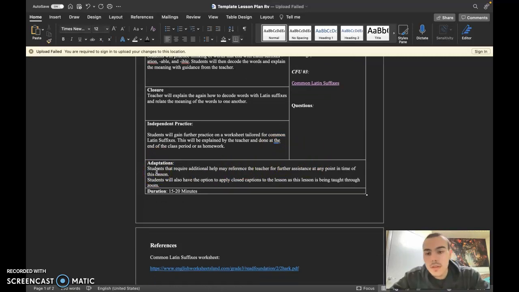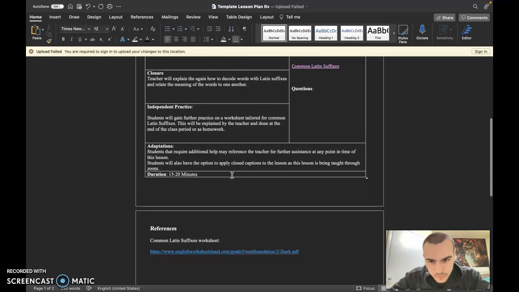Adaptations, we have two. Students that require additional help may reference the teacher for further assistance at any point in time within the lesson. So at any point in time, students are always encouraged and able to access the teacher for further assistance. This, of course, is preferred as the last resort, so that students are grinding those gears and thinking on their own a little bit. But if they do get stumped, then they can come to the teacher as an extra resource.